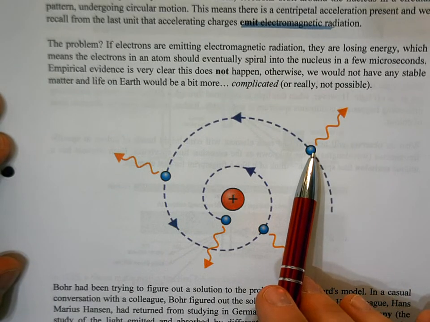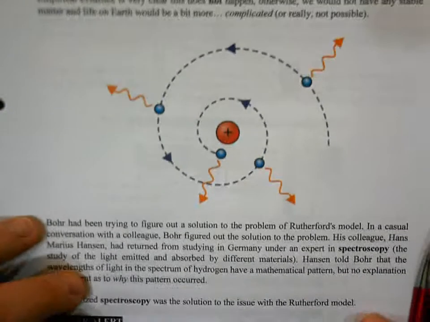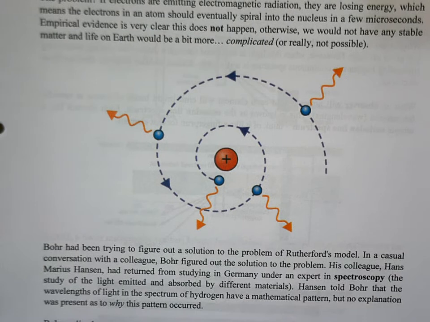So as they emit EMR, they should start to collapse into the nucleus, which means we shouldn't have any stable matter. We know that doesn't happen, so we have to figure out why that doesn't happen and how we correct this flaw, because that's a pretty big flaw. We can't just overlook that.